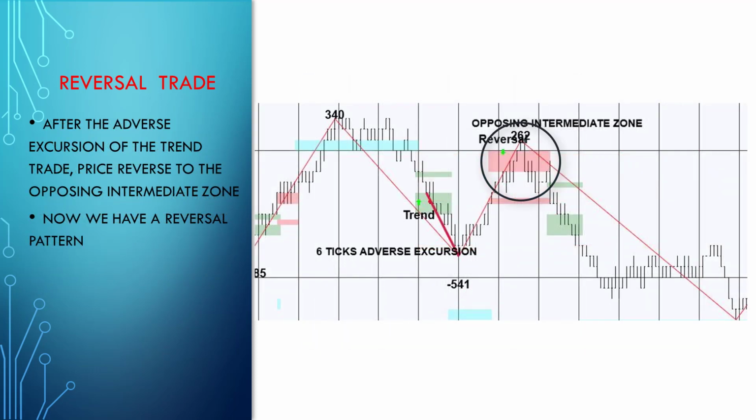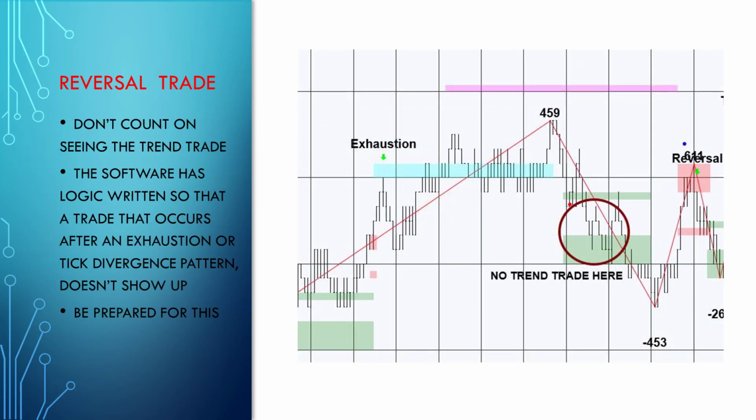After the adverse excursion of the trend trade, price is going to reverse to the opposing intermediate zone. Now we have a reversal pattern. Don't count on always seeing the trend trade. The software has logic written into it so that a trend trade that occurs after an exhaustion or tick divergence pattern doesn't show up. Be prepared for this, and this is part of the reason why we do the training, to understand when a trading pattern occurs, whether or not you see it on the chart or not.